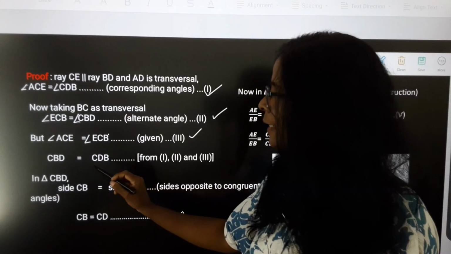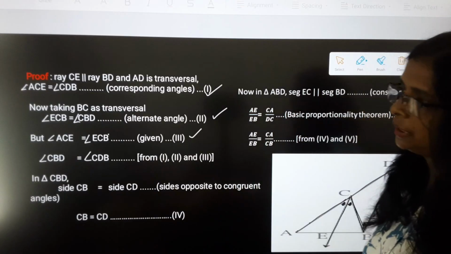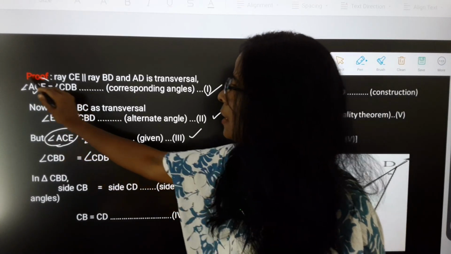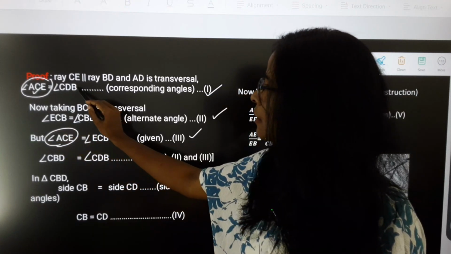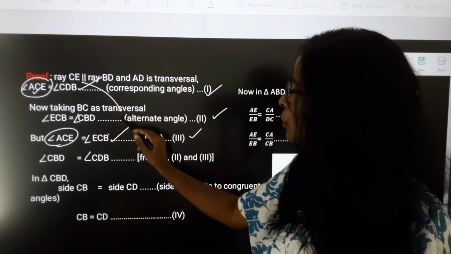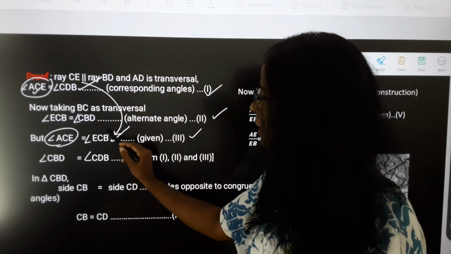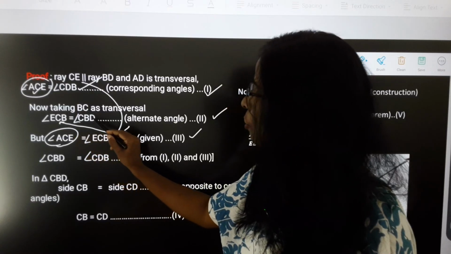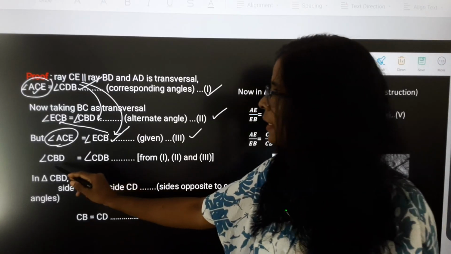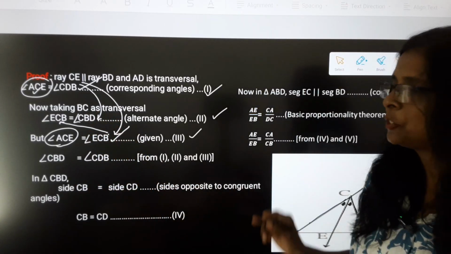From 1 to 3, angle CBD is equal to angle CDB. Because angle ACE is equal to angle CDB, and angle ACE is equal to angle ECB, so both angles are congruent. As well as angle ECB is congruent to angle CBD. So indirectly we can say that angle CBD is equal to angle CDB. That is from equations 1 to 3.